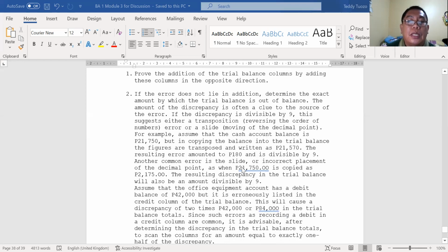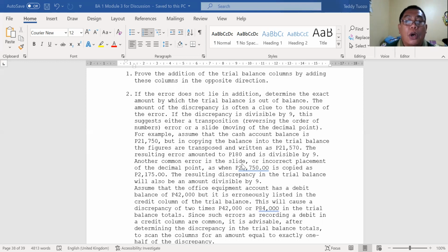Okay, for example, assume that the cash account is 21,750. But in copying the balance into the trial balance, the figures are transposed and written as 21,570. Kibali nagbali-baliktad ang amount, gikan sa 21,750, nahimo pag-post dinhi sa trial balance sa 21,570. So that is a transposition error. The difference of the error is divisible by 9. The resulting error amounted to 180, which is divisible by 9.